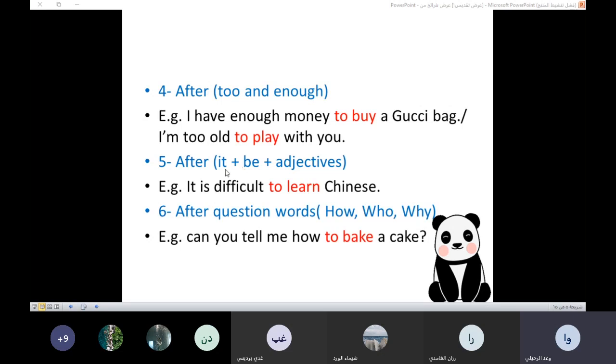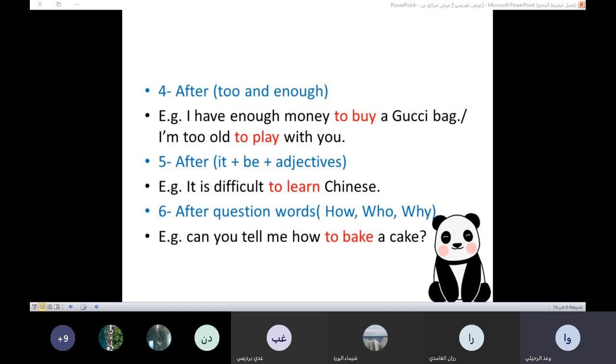Then I have this sentence: it plus verb to be plus the adjective. It is difficult to learn Chinese. It is nice to meet you. It is funny to see this, for example. Okay? So this structure, when I see it, after it I'm going to have to plus the verb in the base form.